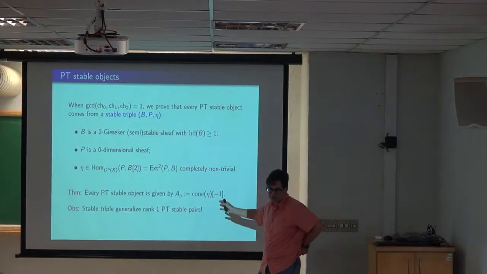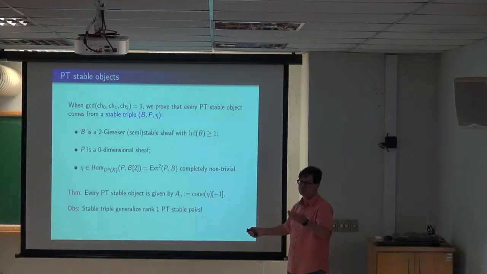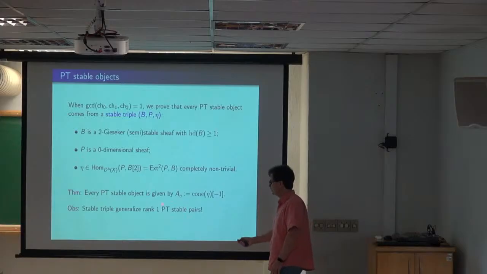So this is a notion that Pandharipande and Thomas introduced in 2009, I think, but only in the context of rank 1. Right? So in other words, this sheaf B here is a rank 1 sheaf. It's an ideal sheaf of a curve. And this notion generalizes these Pandharipande-Thomas stable pairs.